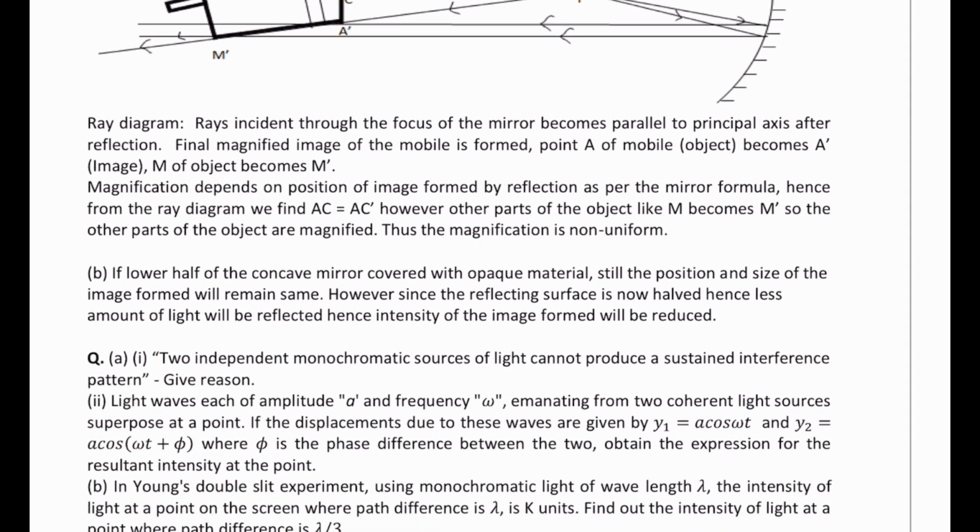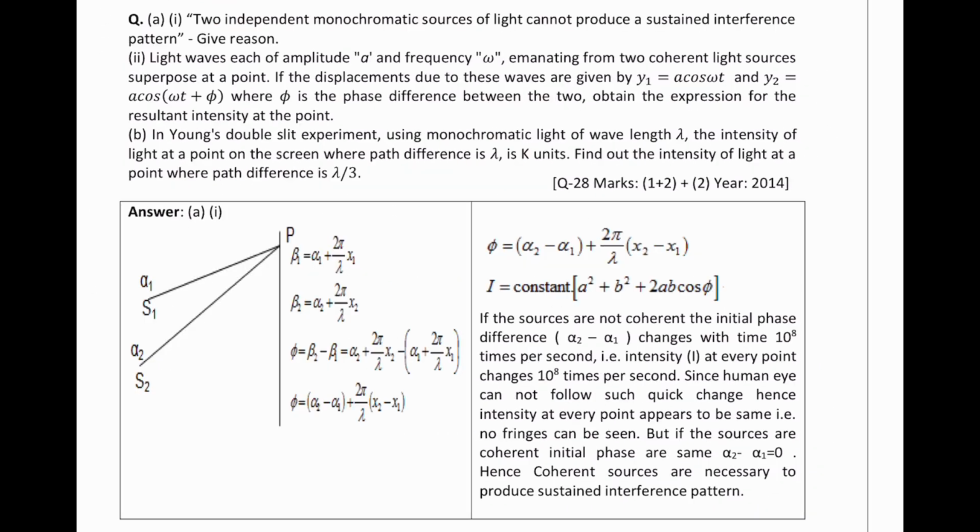Now, two independent monochromatic sources of light cannot produce a sustained interference fringe pattern. Explain. In order to explain this, we should know the limitation of our eye. The limitation of the eye is that if something changes more than 10 times per second, we cannot perceive it.